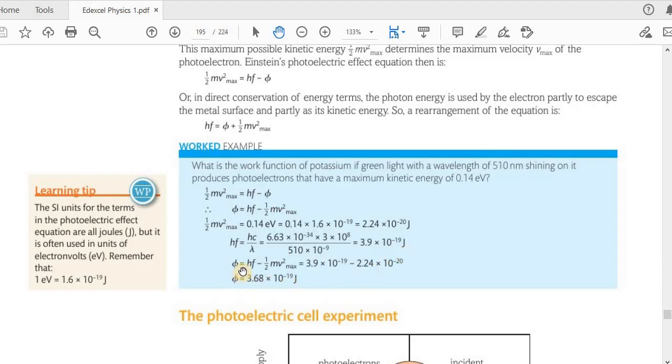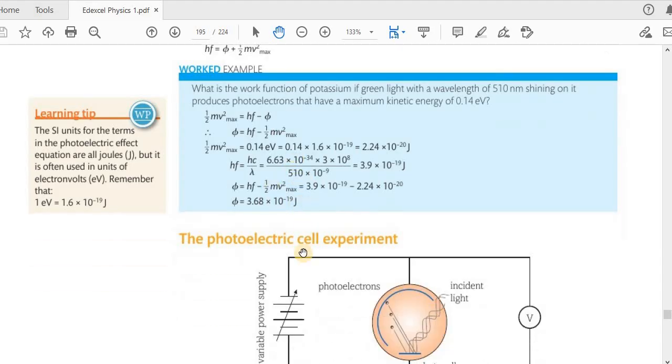Now phi is equal to this. You can see this equation. Now hf, that is this, which is this value there, so we write that there. Then the kinetic energy of the electron, we found it here. That is that, and you get the work function. Very easy. You can do this by yourself also.